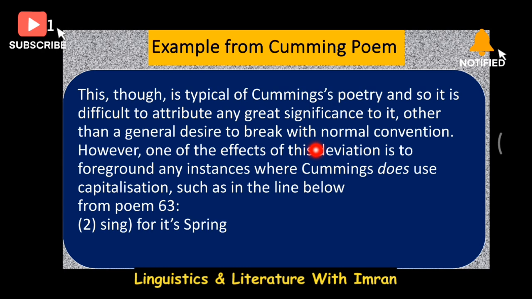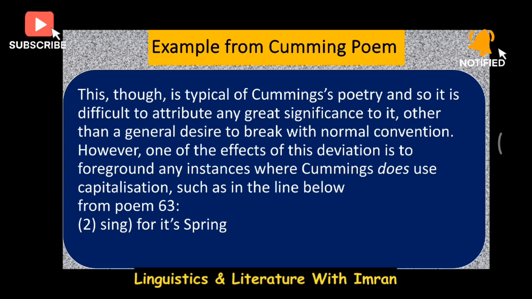Example from Cummings's poem. This is typical of Cummings's poetry, and so it is difficult to attribute any great significance to it other than a general desire to break with normal convention. However, one of the effects of this deviation is to foreground any instances where Cummings does use capitalization, such as in the line below from the poem, saying it is spring. So you can see that the letter S is capitalized, where the reader expects a small one. Instead of lowercase, a capital letter S is used here in spring. So this is the example of internal deviation, right?